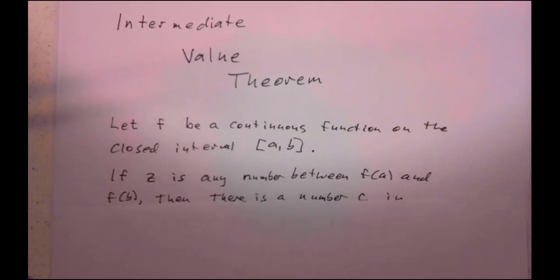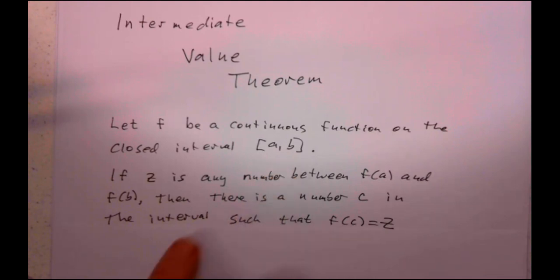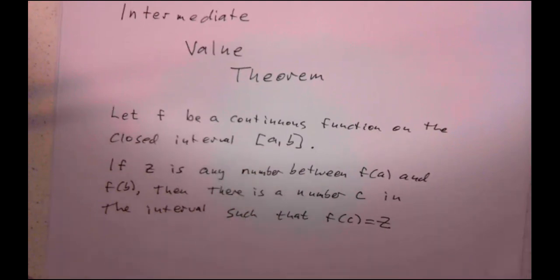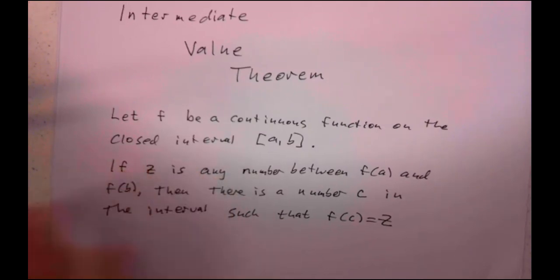Then there is a number c. There may be more than one, but there has to be at least one number c in what? In that interval from a to b. So at least one number c in that interval from a to b, such that f of c equals z. So let me clarify that here on my piece of paper. In the interval from a to b, c is in the interval from a to b, such that f of c has to be z.